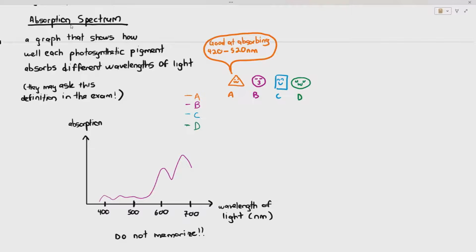Okay. What about pigment B? If you look at the absorption of pigment B, if you shine 400 to 500 nanometers, does it absorb a lot of those wavelengths of light? No, it doesn't.